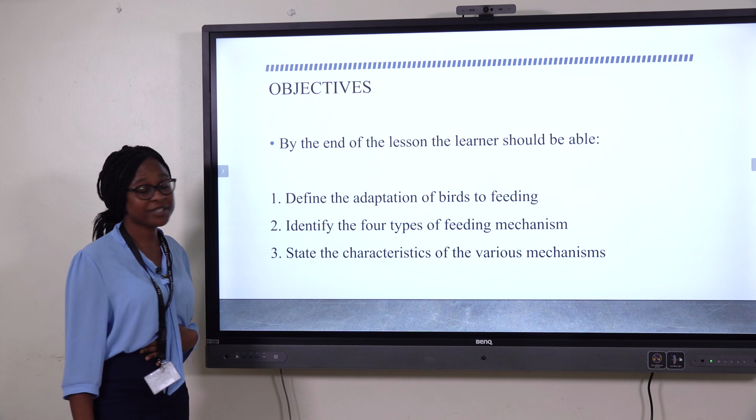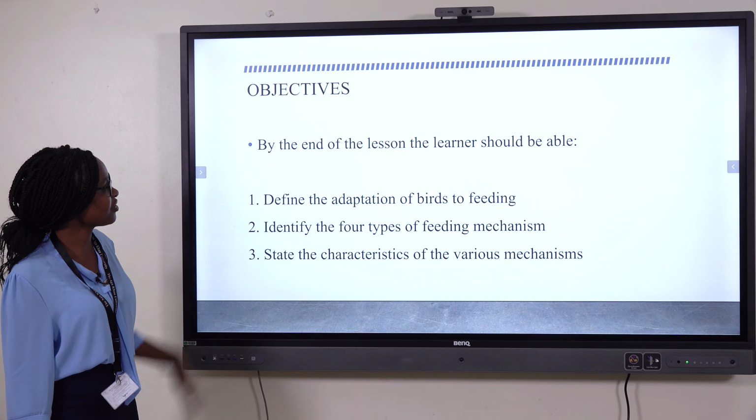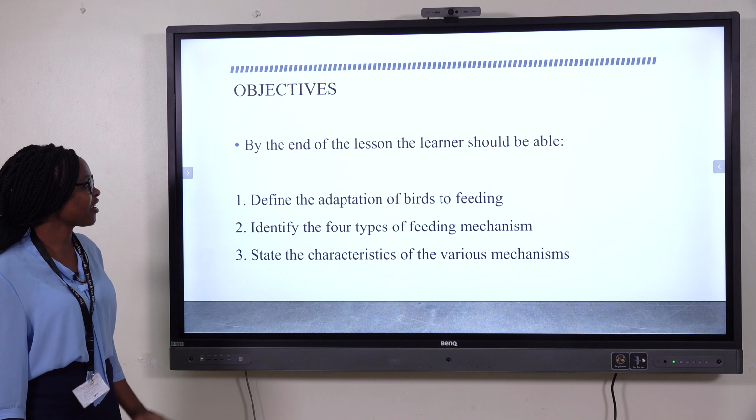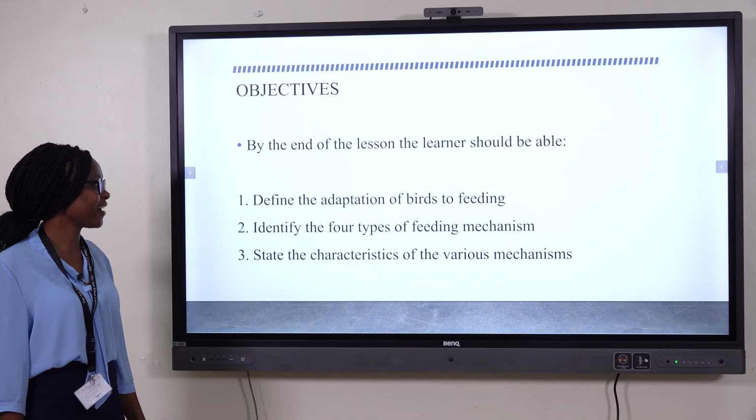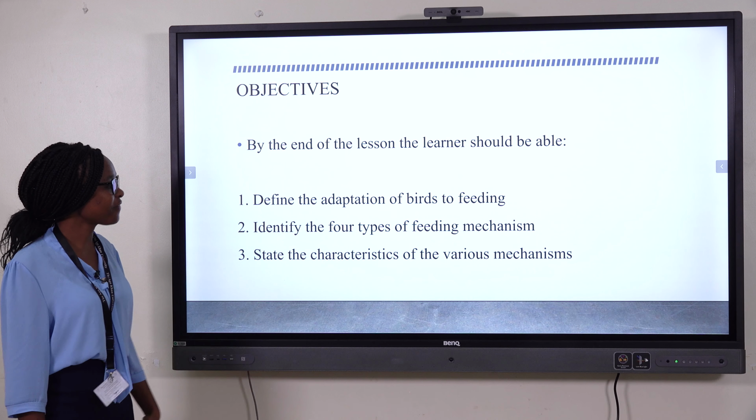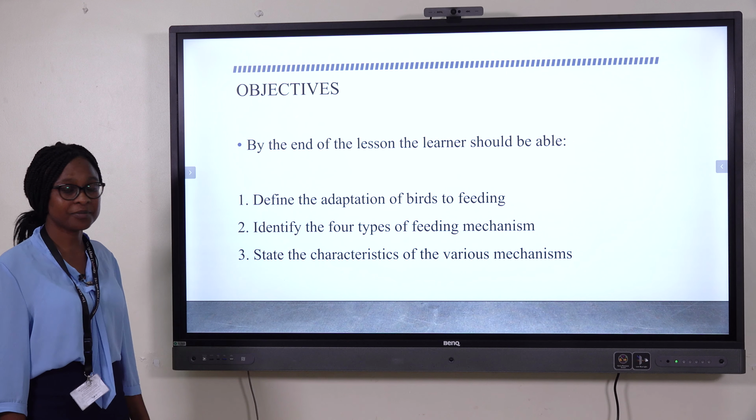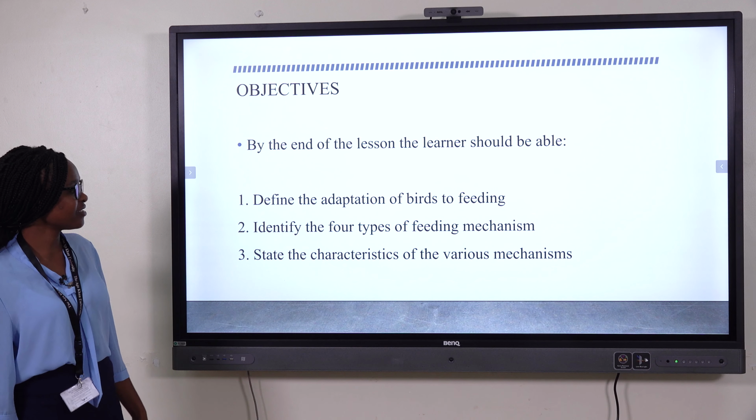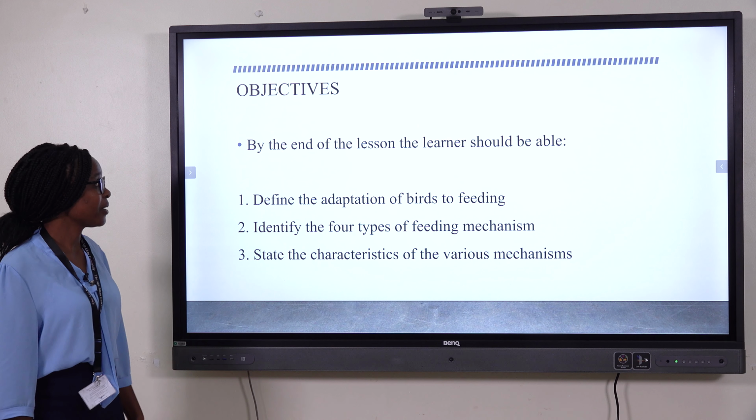Our objectives for the lesson are as follows. I'm expecting that by the end of this lesson, you'll be able to define the adaptation of birds to feeding, identify the 4 types of feeding mechanisms, and state the characteristics of various mechanisms.